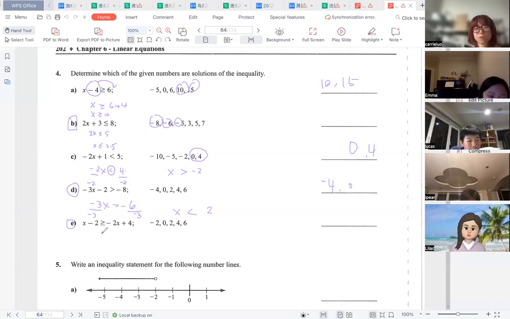Okay, so let's take a look at this one. So last question, okay? So negative 2x, move it over there, equals 3x, right? Lilac? So negative 2, move it there, equals 6. So 3x is bigger or equals to 6, x is bigger or equals to 2. So 2, 4, 6.